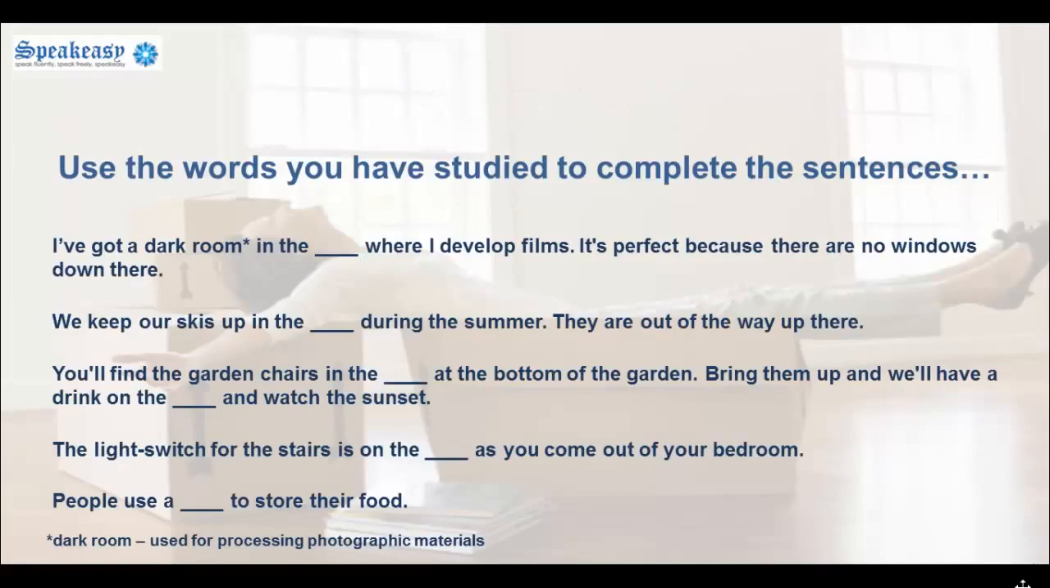Use the words you've studied to complete these sentences. I've got a dark room where I develop films. It's perfect because there are no windows down there.